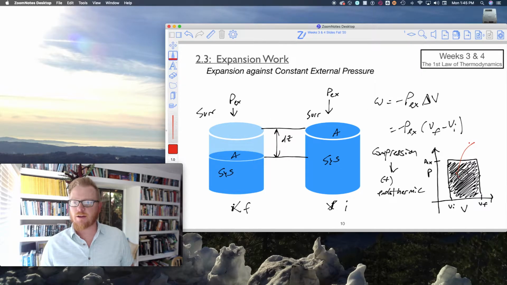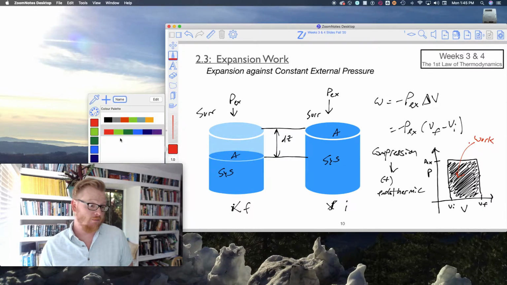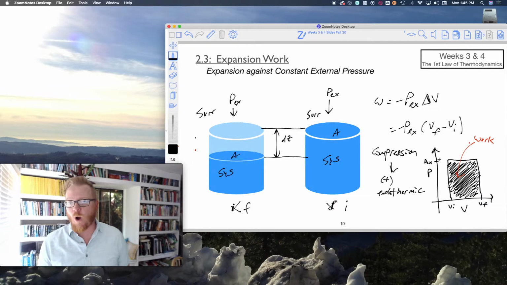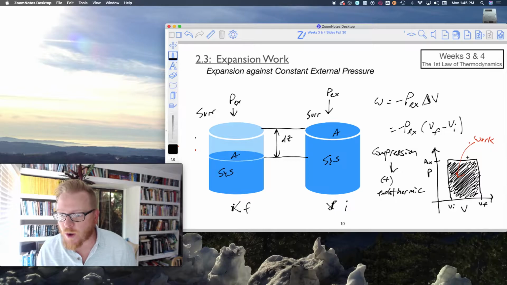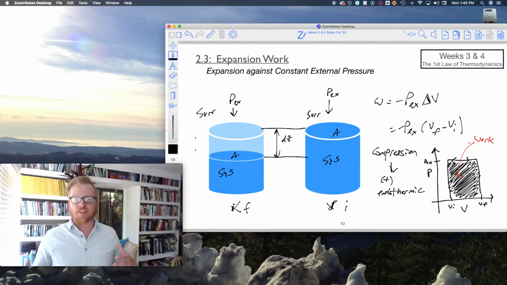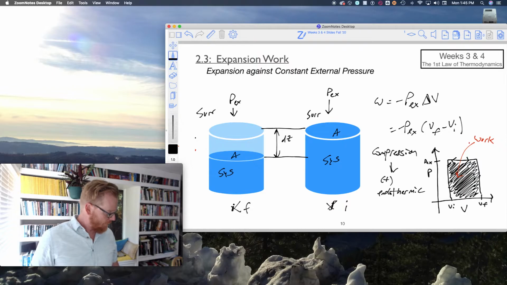So the area indicated by this box is the work done, right? Because it's simply the product of pressure and volume. And we're always at this external pressure, so whether you move this way or this way, whether the volume expands or compresses, the total work done is the same, just opposite in sign, depending on whether it's compression or expansion.